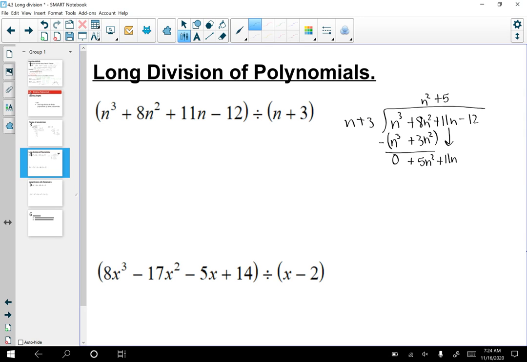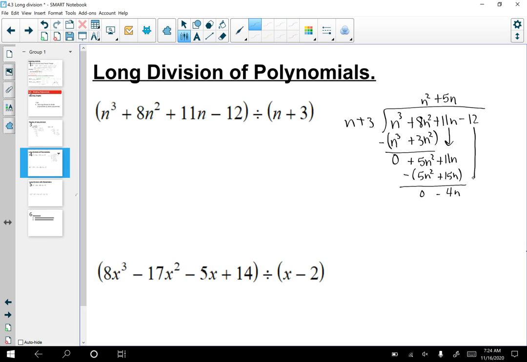And n times n gives me n squared. So that's why we're writing above that n term, n to the first term, because 5n times n gives me 5n squared. Now go back and do it, multiply by the 3. So 5n times 3 gives me 15n. Right, now I subtract that. And I get 5n squared minus 5n squared is just 0. And 11 minus 15 gives me negative 4n.